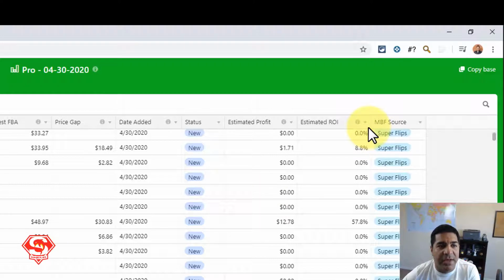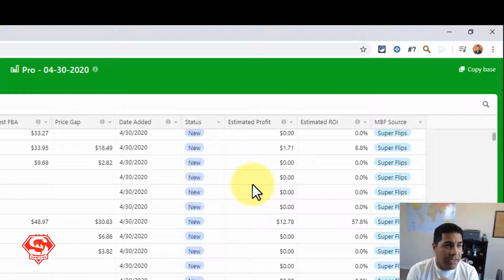So MBF is Master Book Flippers source, and these are all super flips. So in case you don't want to look at the top, it'll say super flips, and this does have another use when you do option 2. An estimated ROI. I forgot about that. So the estimated ROI, that works with the profit. And what is your ROI on the book?